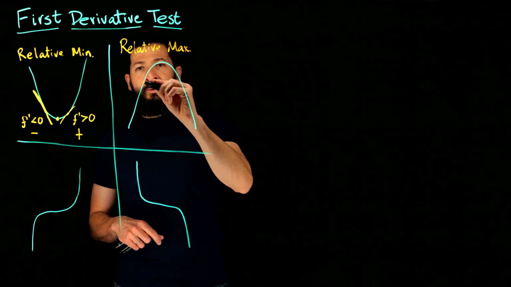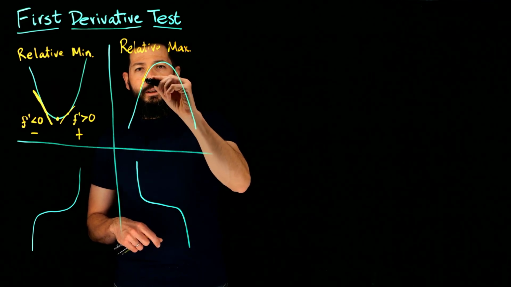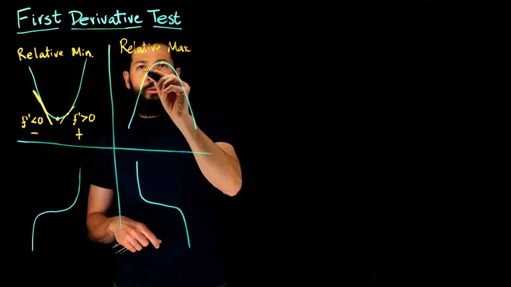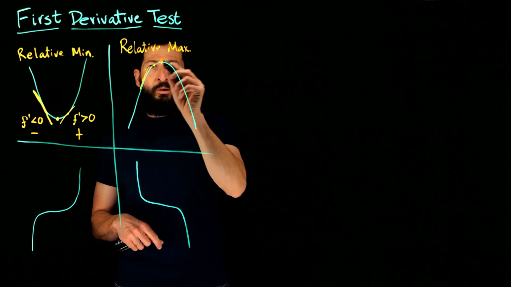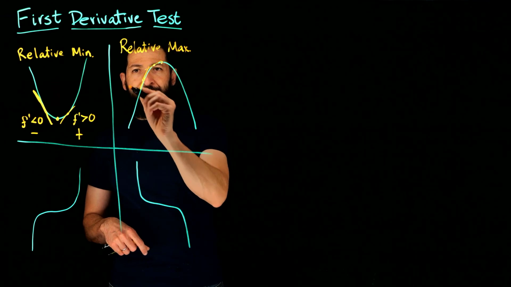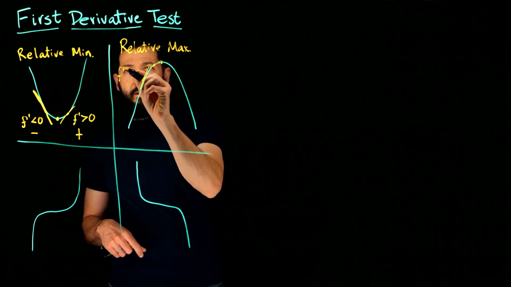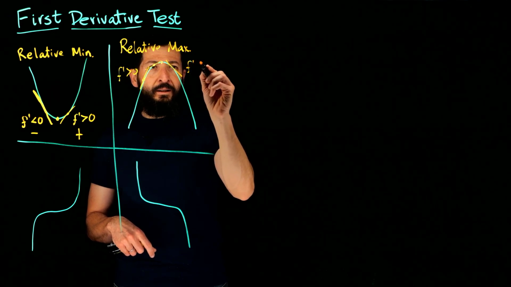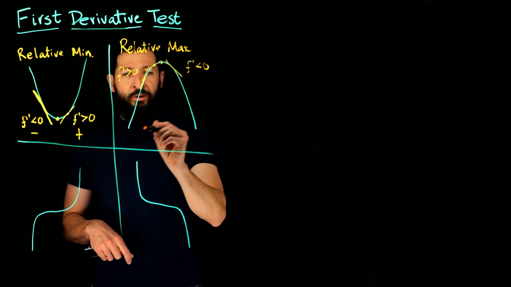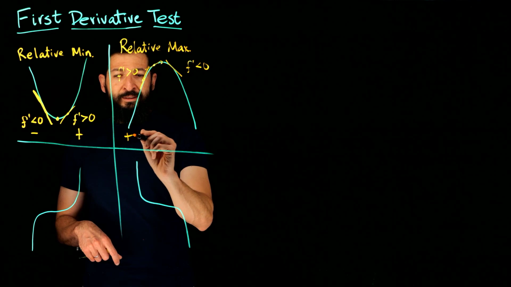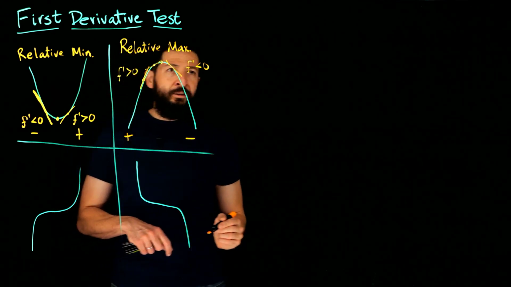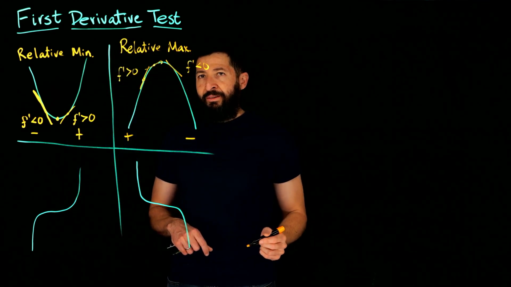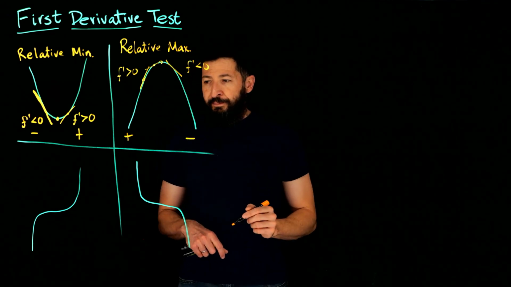Now, in this case, we're going to have a relative max. And that's going to happen when your derivative prior to the critical number goes from positive to negative. So when you go from positive to negative on the signs of your derivative, you have a relative max.